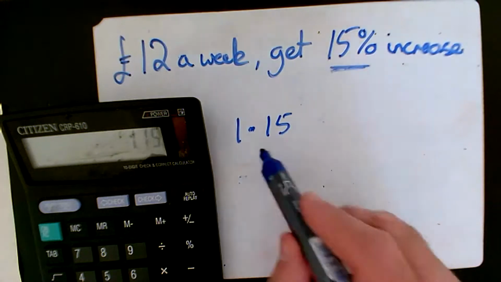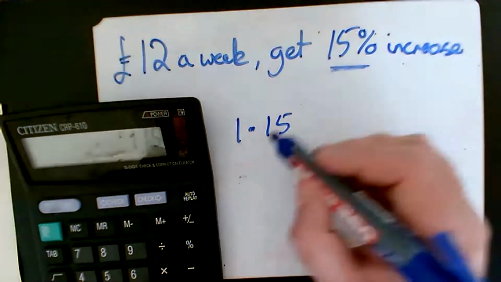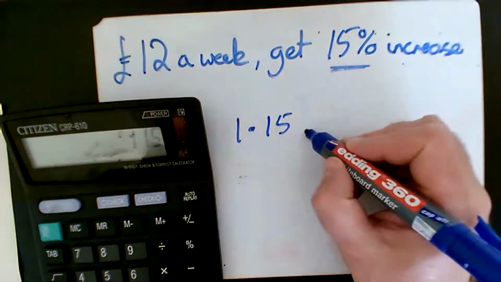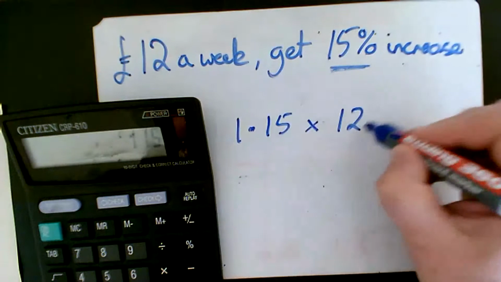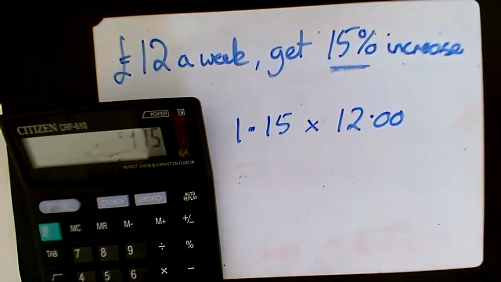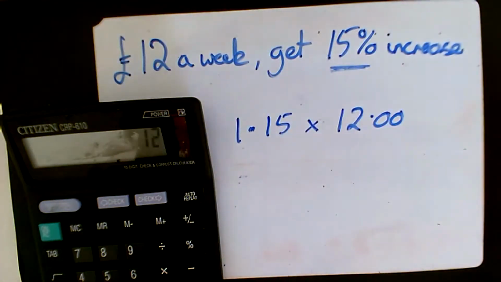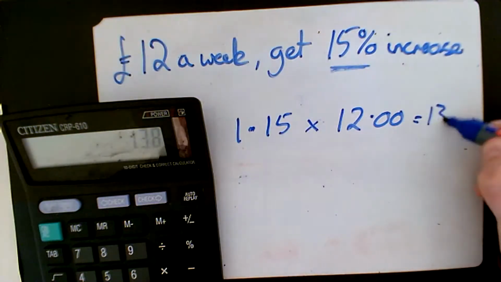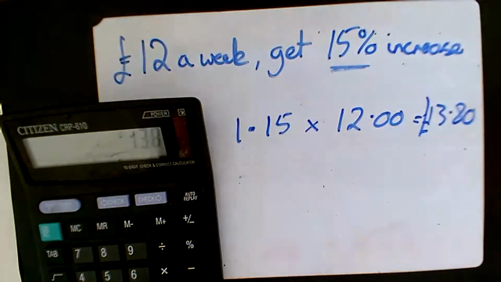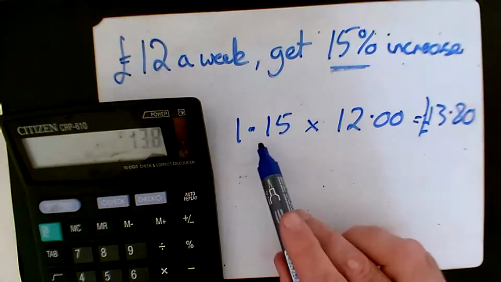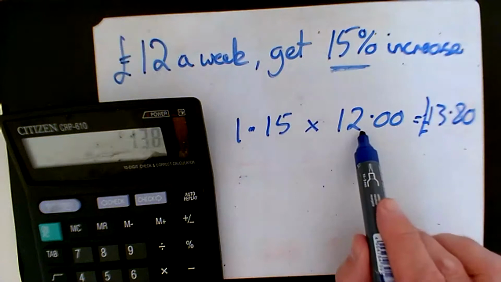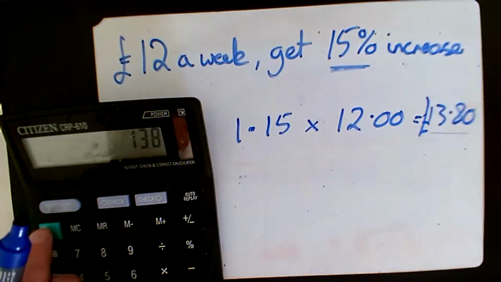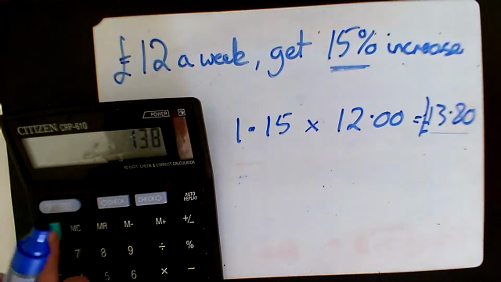Okay, when I've got my multiplier, all I have to do, if you look below, is use your multiplier to find an increase or decrease. I'm going to multiply that by the amount I normally get, £12. So if I times that by £12, I get straight to £13.80. So it cuts out a lot of that work. I find my multiplier, and then I multiply by my original amount, and it does all that for me. So it's finding the multiplier for an increase or decrease.